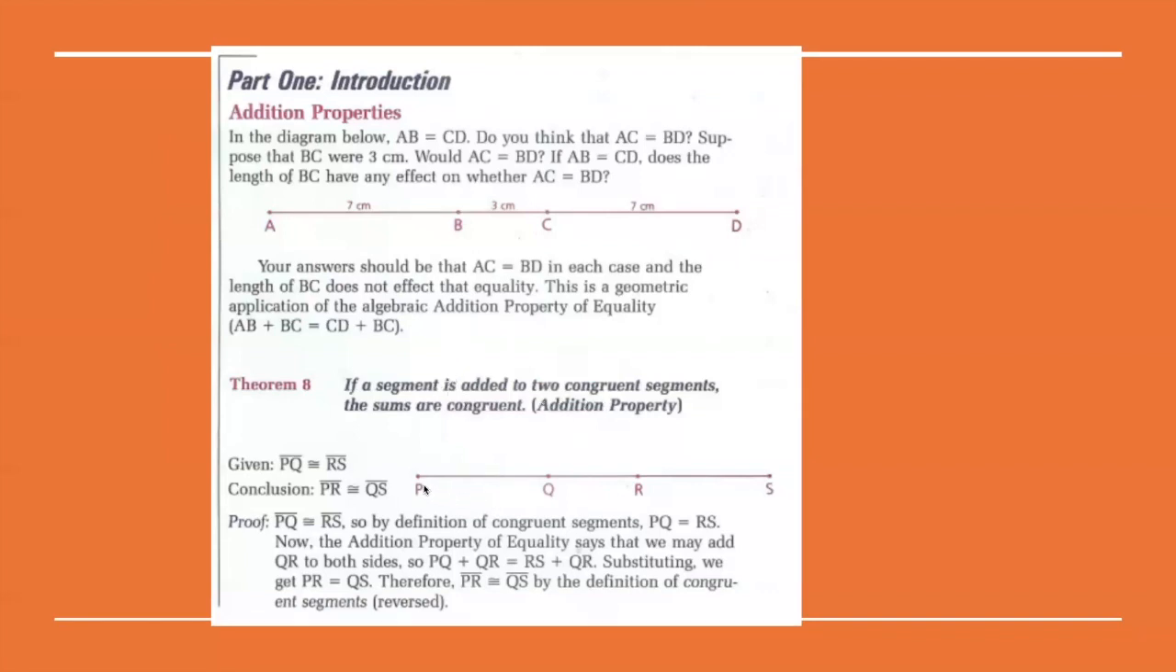We are given that segment PQ is congruent to segment RS. Our conclusion is PR is congruent to QS. Our proof is, by definition of congruent segments, PQ is equal to RS. The addition property of equality says that we may add QR to both sides. So PQ plus QR is equal to RS plus QR. When we substitute, we get segment PR is congruent to segment QS by the definition of congruent segments.